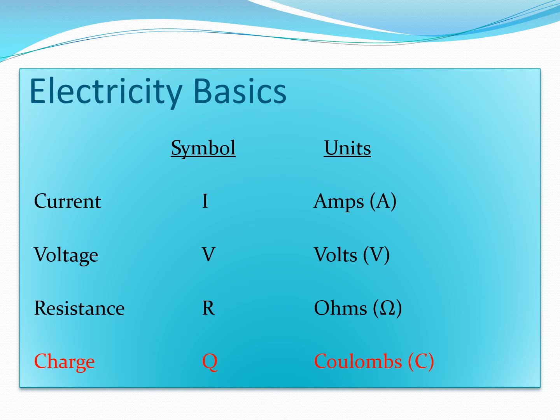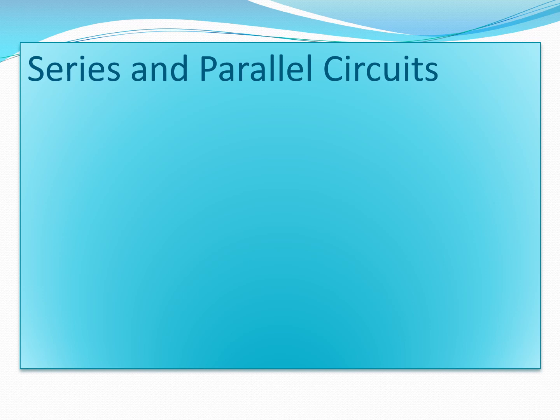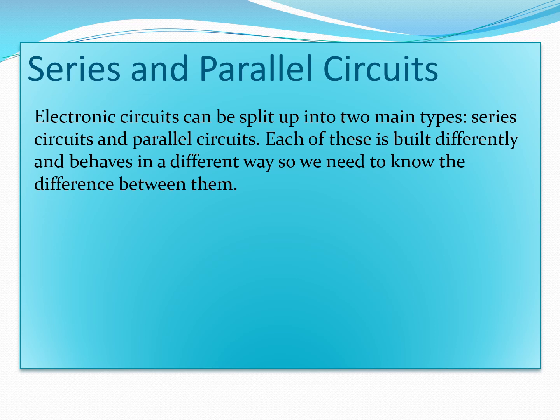So, we've covered then the basic definitions of what current, voltage and resistance are, and then the symbols for using these. There's one other thing we want to look at before we move on to how these actually behave in a circuit, and that is your two different types of circuits. So you should have even built some of these circuits in S1 and S2, but when we're dealing with electronics, we can have series circuits or parallel circuits. So all electronic circuits can be split up into these two main types, series and parallel.